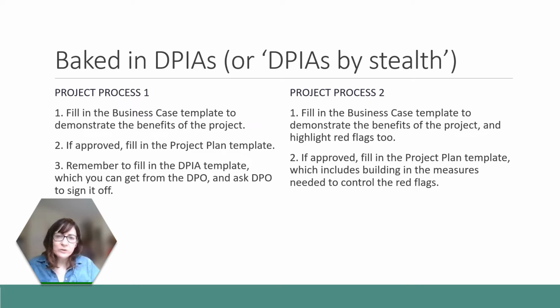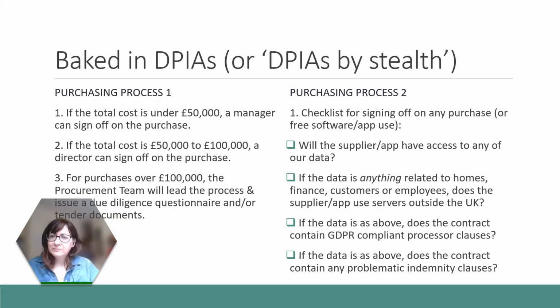Baked in DPIAs as well, or DPIAs by stealth. At the moment, a lot of our processes for DPIAs will be, oh, fill in the business case, do a project plan. Oh, and by the way, don't forget to do the DPIA and get that from the DPO. Ideally, you want to get the words data protection and DPIA out of there altogether and talk about the business case and the project plan and some red flags that would be risks related to data. But you don't need to talk about data protection or GDPR or DPO or anything else like that, because it puts people off.